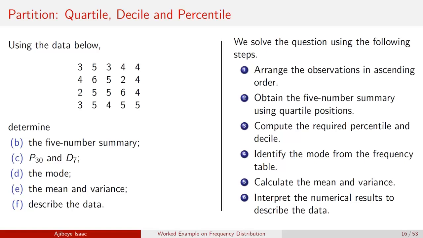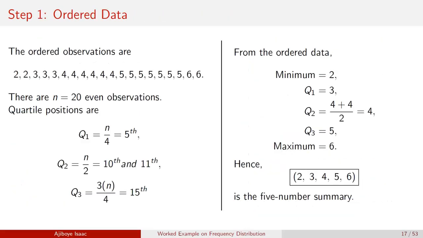We solve this question using the following steps. We arrange the observation, then we obtain the 5 number summary. We also use the quartile position to achieve that. We compute the required percentile and decile, find the mode from the frequency table, then we'll calculate the mean and the variance and interpret the result. That's what we intend to achieve.